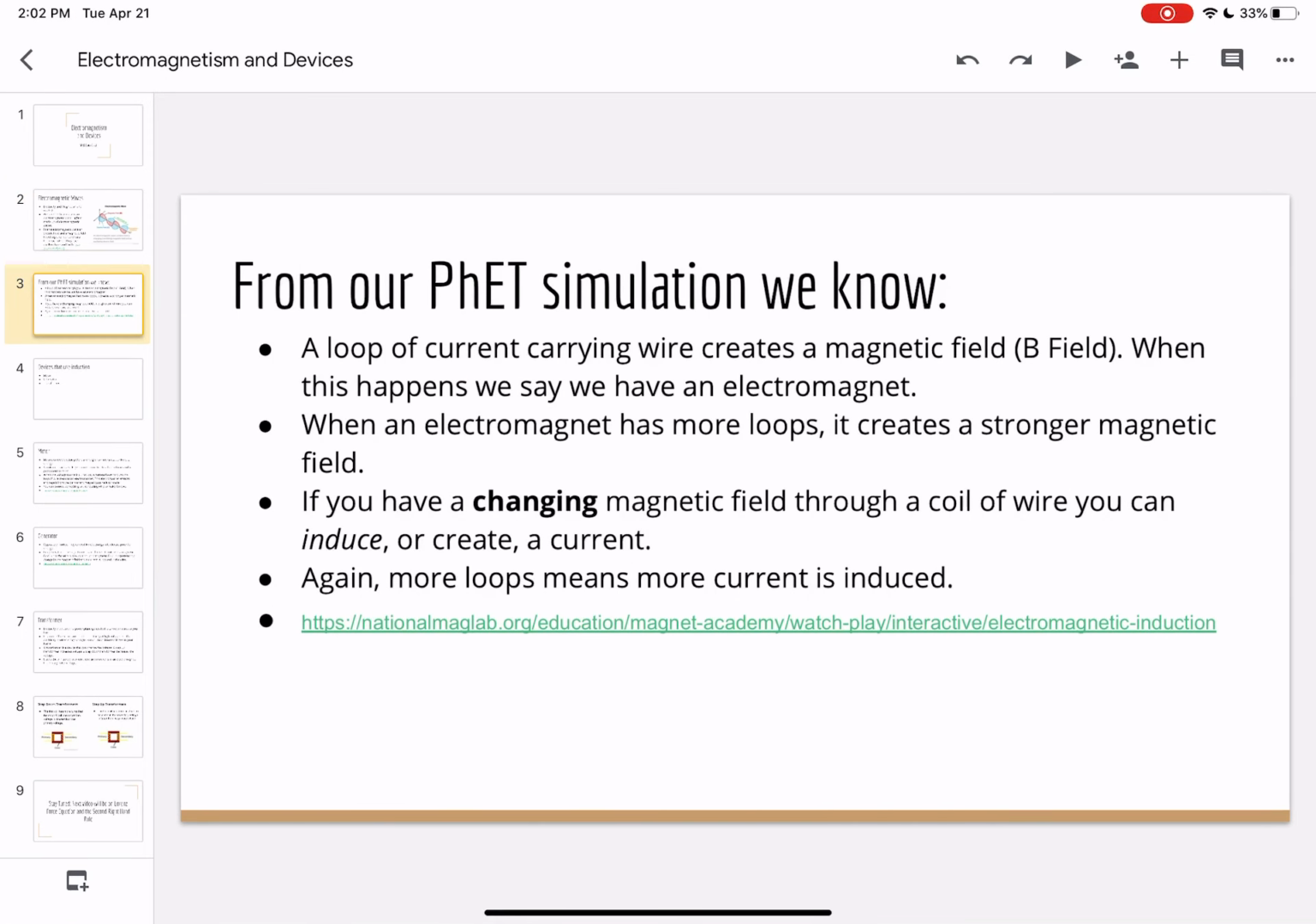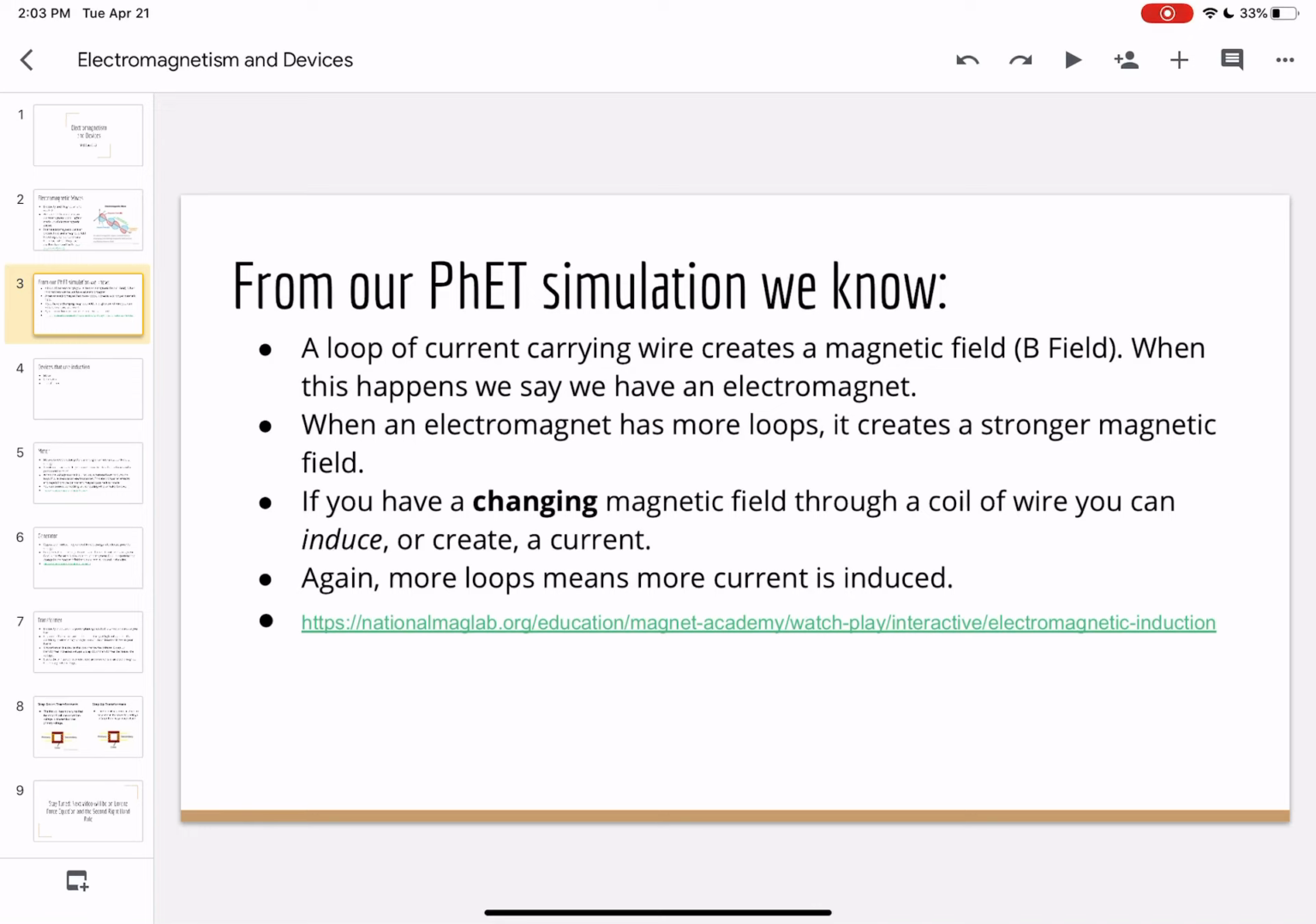Another thing we have learned from our PhET simulation is that if we have a loop of a current-carrying wire, it can create a magnetic field. So if you have a wire that's carrying current in a loop or a coil, it creates this magnetic field. And when that happens, we call this an electromagnet. When an electromagnet has more loops, it creates a stronger magnetic field. If it has fewer loops, it would be a weaker magnetic field. This also works in the other direction.